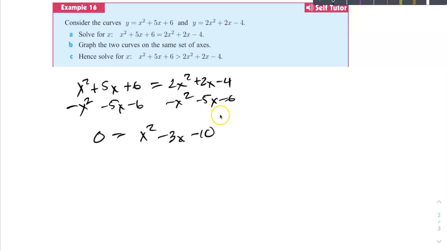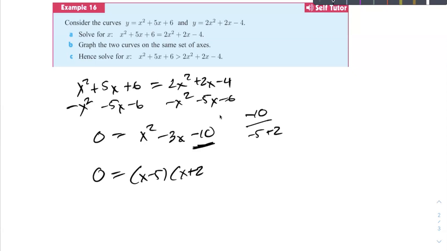And again, we can solve the same way we want. This is another one we could easily factor. The two things that multiply to get negative 10 but add to get negative 3 are negative 5 and positive 2. So we're going to get x minus 5, x plus 2. Split and solve. x equals 5 and negative 2. So that's where they equal each other.